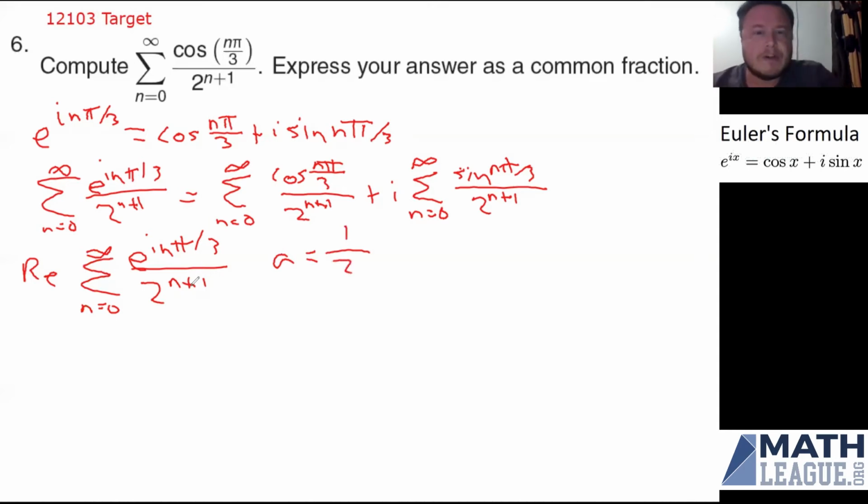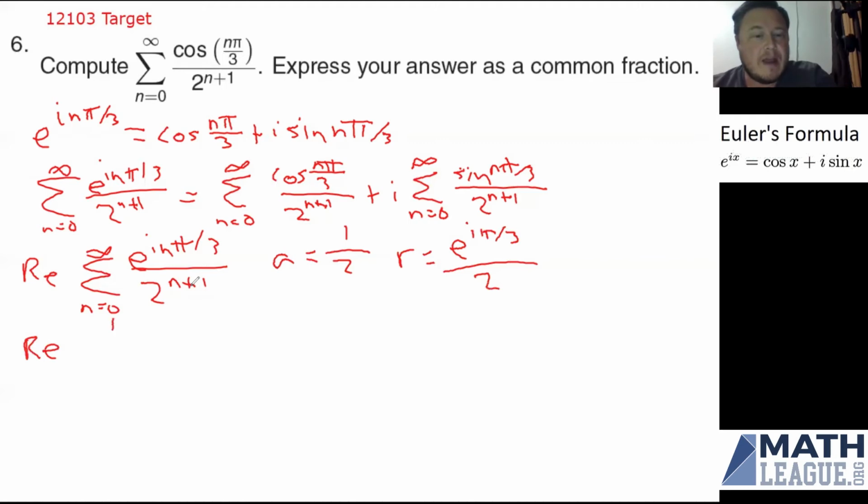Now, what about the ratio? Well, each time I increase n by 1, the numerator gets multiplied by e to the i pi over 3, and the denominator gets multiplied by 2. All right, so there we have what we need. We've got the first term, we've got the common ratio, and we're ready to set up our infinite geometric series. So the sum, again, I am looking for the real part of this.